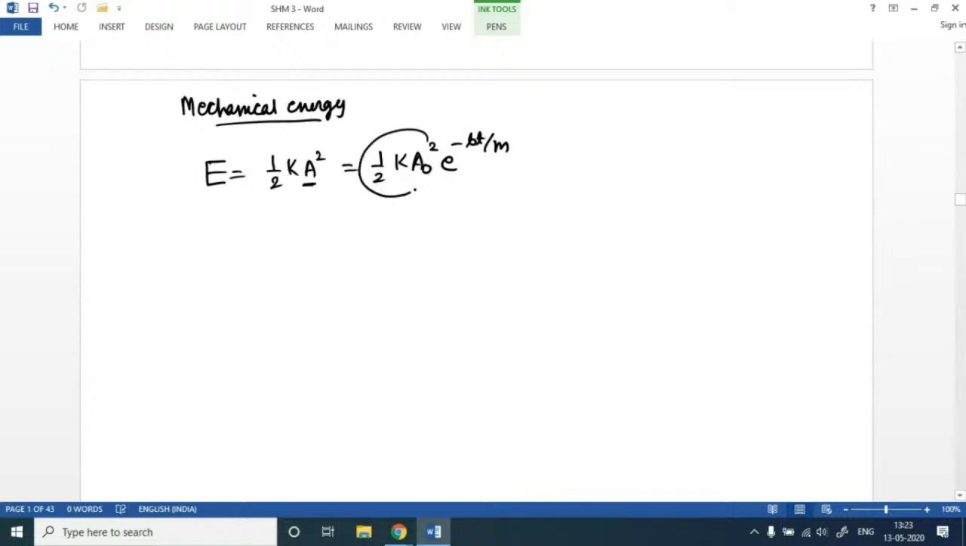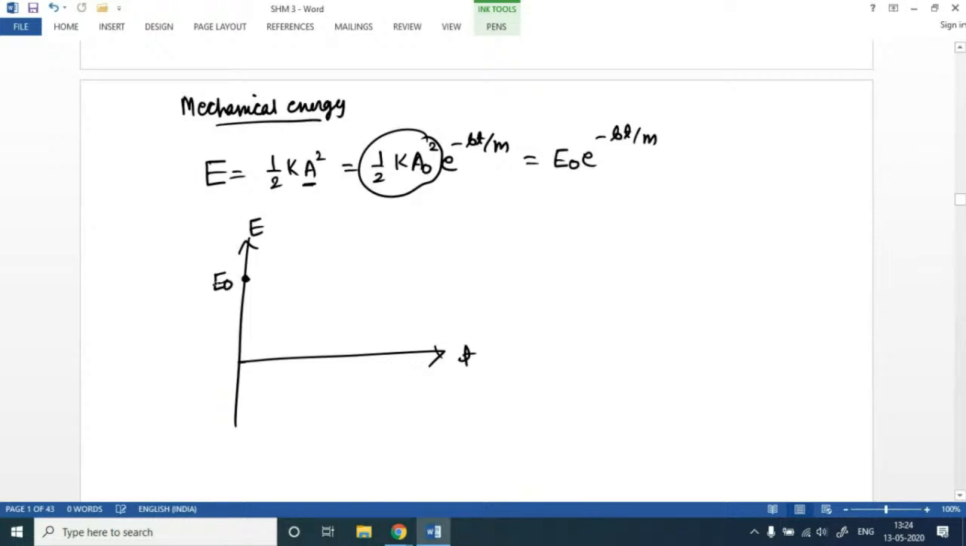And if we say this term is E naught, then E is E naught into e to the power minus bt by m. So you should realize that the mechanical energy of the system is also exponentially decreasing, and it will vary exponentially. So this would be the curve again, mechanical energy versus time. The initial mechanical energy of oscillation was E naught, and it decreases exponentially.